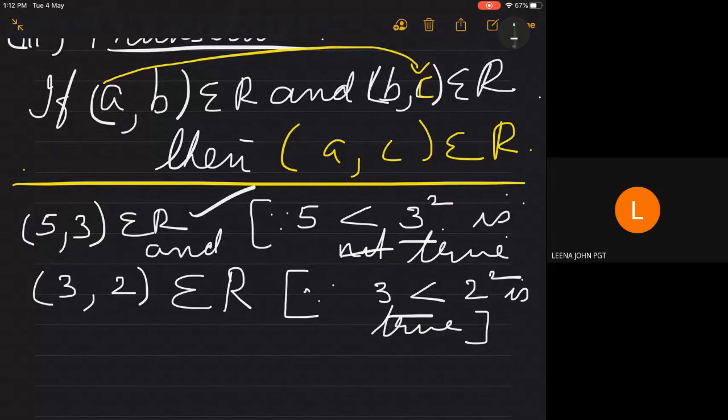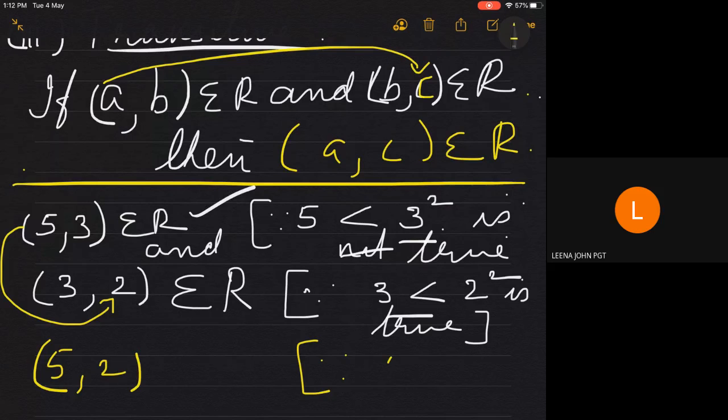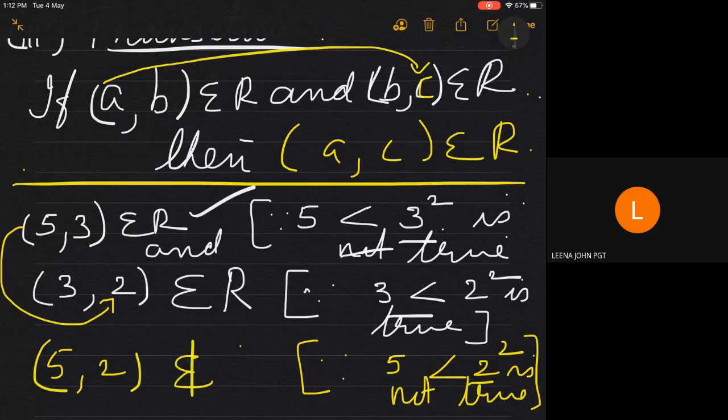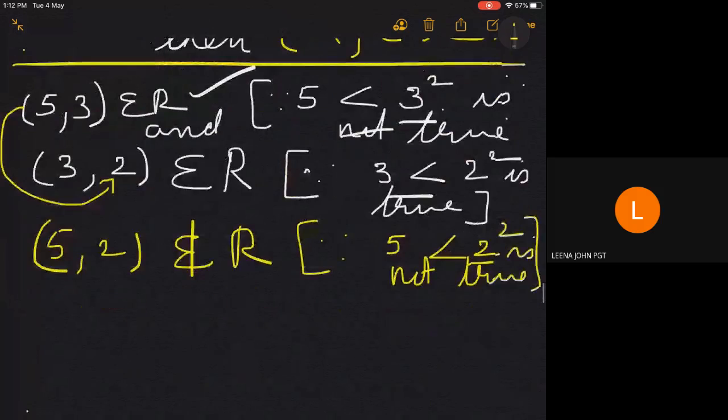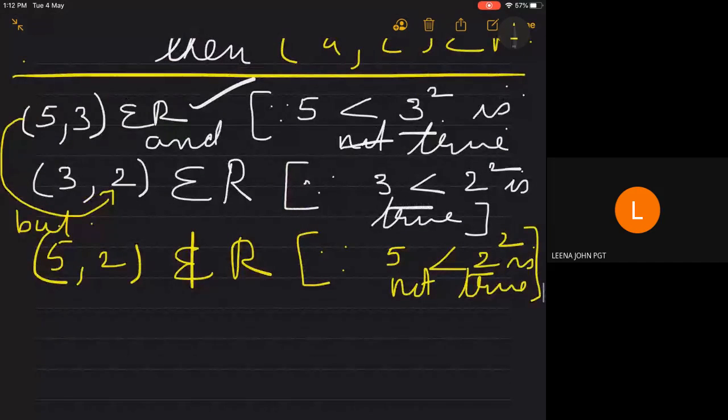Now we have to check the transitive ordered pair. What is a transitive ordered pair? 5 comma 2. Whether 5 comma 2 is present or not. For that you have to check 5 less than 2 square. Is it true or not? 5 less than 4 is not true. When it is not true, this corresponding ordered pair is not an element of R. So what we got is 5 comma 3 and 3 comma 2 are present in R, but its transitive ordered pair 5 comma 2 is not present in R. Therefore R is not transitive.